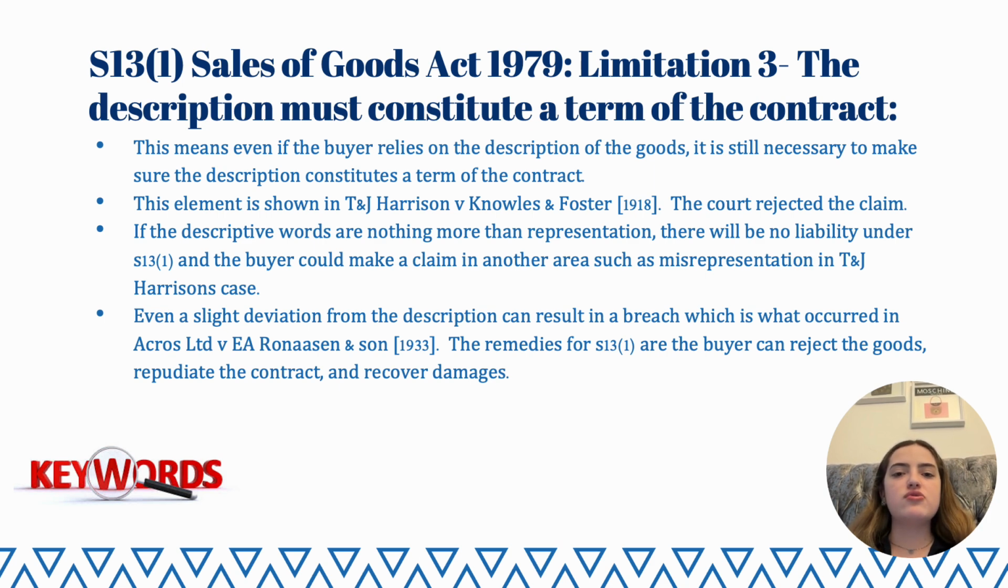Even a slight deviation from the description can result in a breach, which is what occurred in Arcos Limited versus E.A. Ronaasen and Son. Here, Ronaasen contracted to purchase from Arcos a number of timber staves to be used in the making of barrels. They were supposed to be half an inch thick. When delivered, they were nine sixteenths of an inch thick, which did not make a difference to their use. The House of Lords stated that the majority of the staves did not match the description, so the term implied by section 13.1 was breached as the goods did not match the description. Therefore, they were still entitled to reject the staves and terminate the contract.